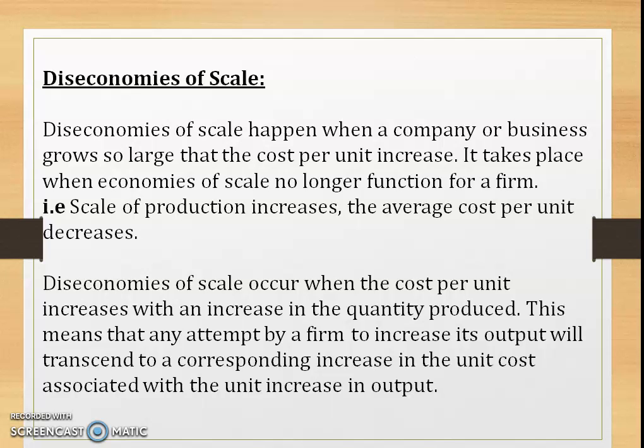That is the large scale of production. Right? So diseconomies of scale occur when the cost per unit increases with an increase in the quantity produced in the large scale of production, right? So in large scale of production, the quantity produced is huge, right? This means that any attempt by a firm to increase its output will translate to a corresponding increase in the unit cost associated with the unit increase in output.